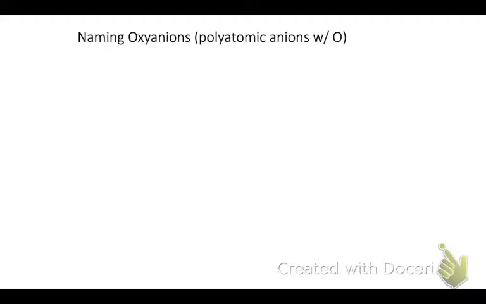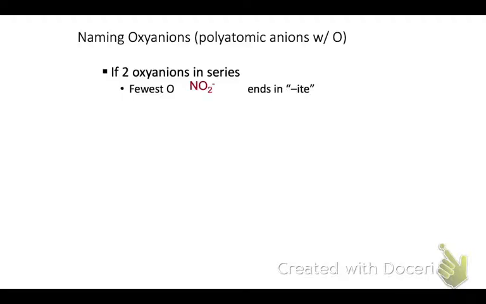Okay, now naming oxyanions, which are polyatomic anions with oxygen. If 2 oxyanions are in series, the one with the fewest oxygen will have the anion end in "ite", like this here will be nitrite, and the one with the most oxygen will end with "ate", so this here will be nitrate.